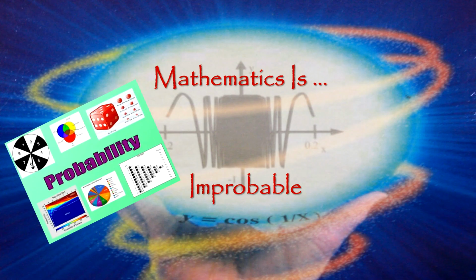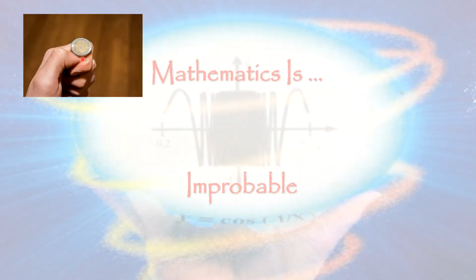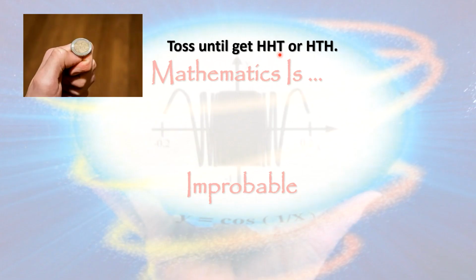So here's a simple example. Suppose two people are flipping coins until either a sequence of 3 flips produces heads, heads, tails, HHT, in which case player A wins, or heads, tails, heads, HTH, player B wins. Is this a fair game?